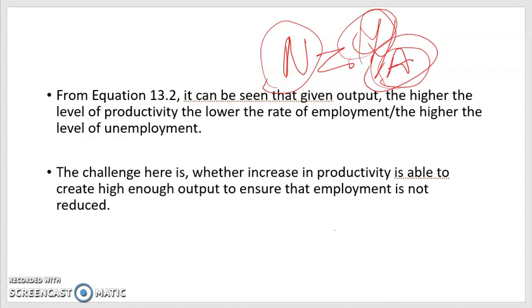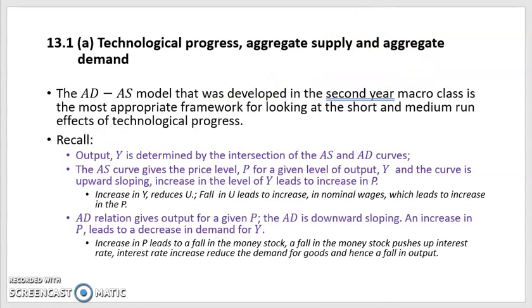Let's use a model to look at the impact of a change in technological progress on output and, by implication, on employment. The right model to use when thinking about the short and medium run response of output to a change in productivity is the model we developed in chapter 7, which we called the ADAS model.